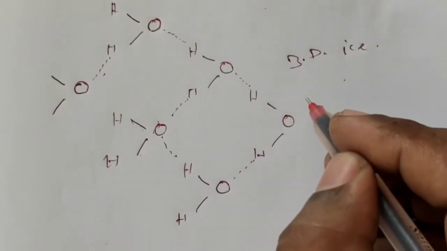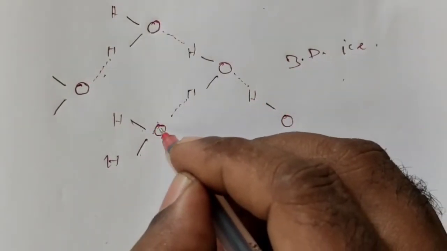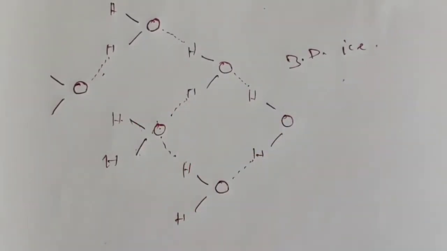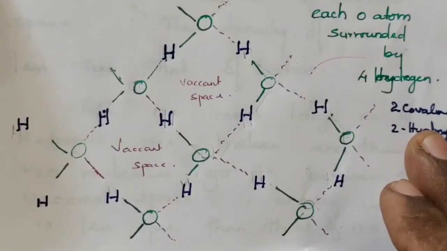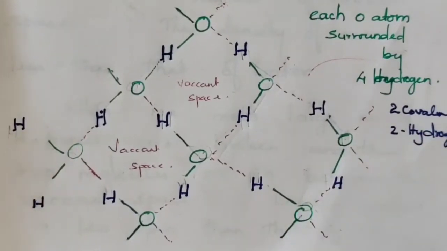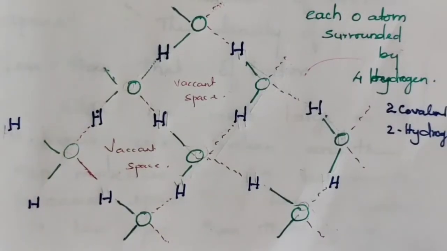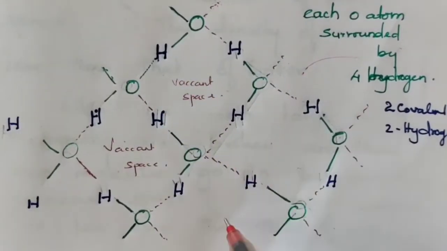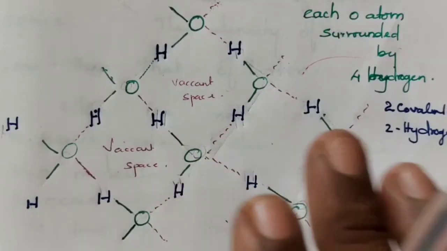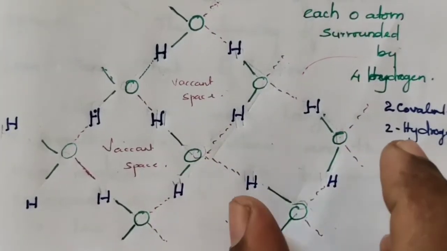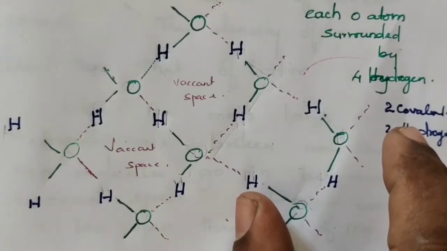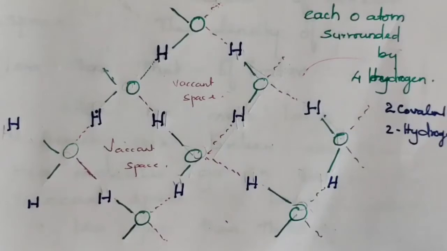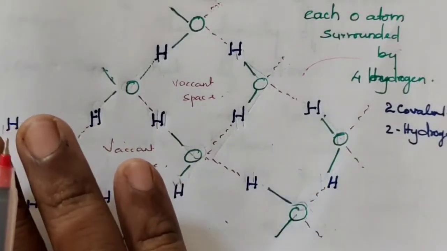In this three-dimensional structure, each oxygen atom is tetrahedrally surrounded by 1, 2, 3, 4 hydrogen atoms. This is the orderly arranged structure of ice. In this structure you can see a lot of vacant spaces. Because of this vacant space, the density of ice is lower than that of water.